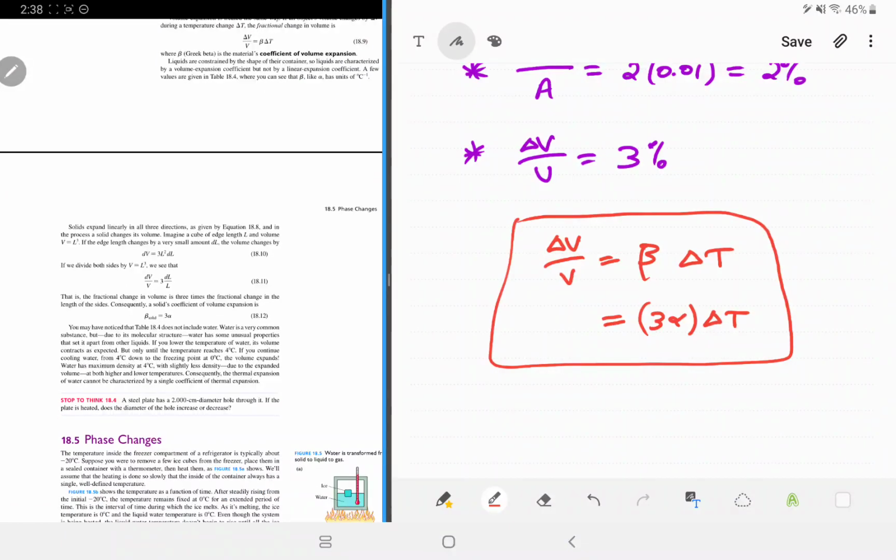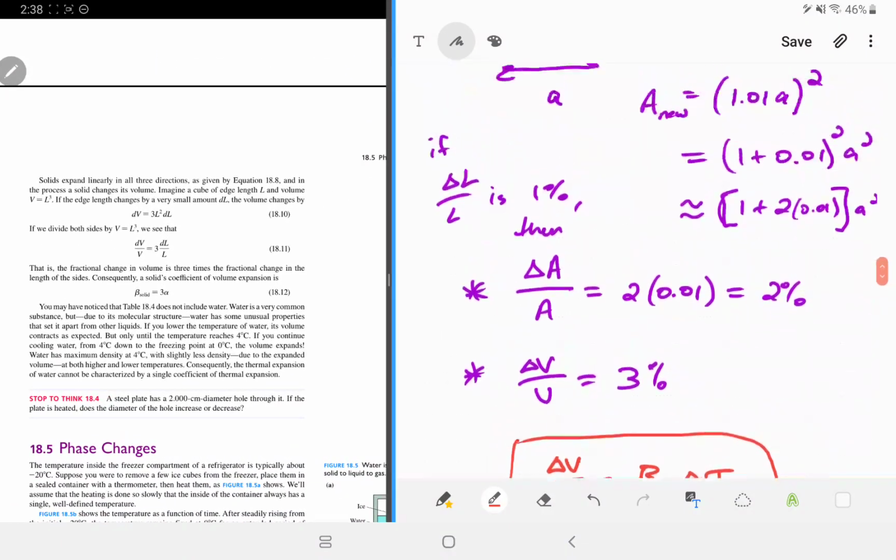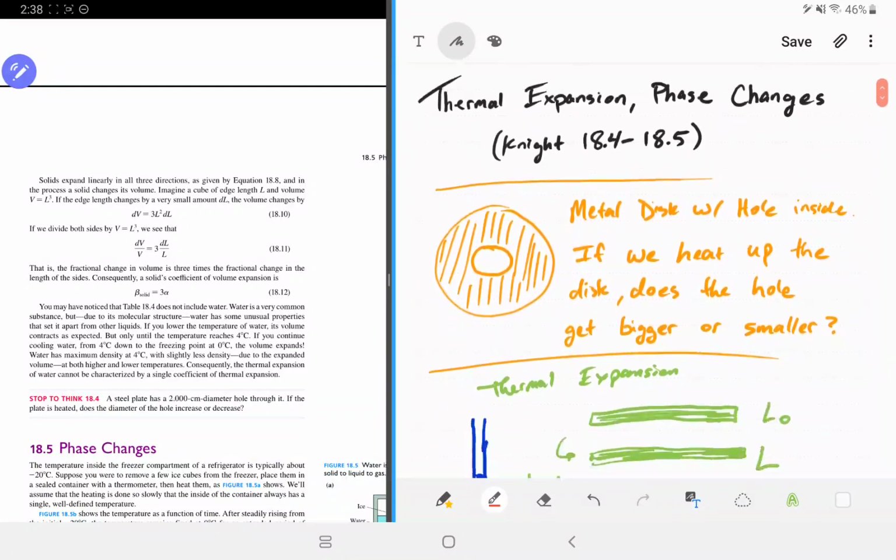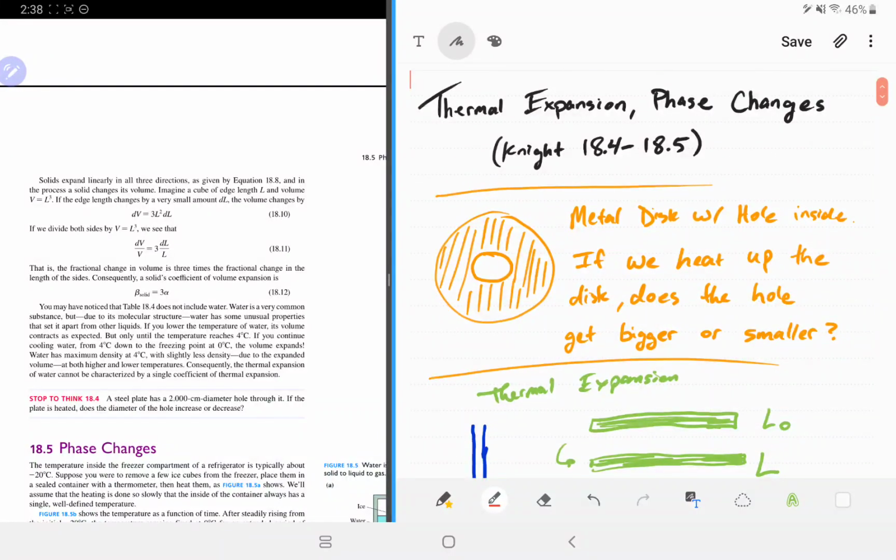Okay, so now this stop to think is basically the same question as what we have. So now we're in a position to answer this question. And it's a little counterintuitive what the answer is. I'll try and give 2 explanations, but it still probably won't make sense even after both the explanations. This is just something you have to think about for quite a while. Okay, a metal disc with a hole inside. If we heat up the disc, does the hole get bigger or smaller?